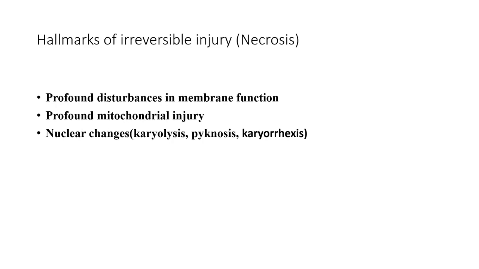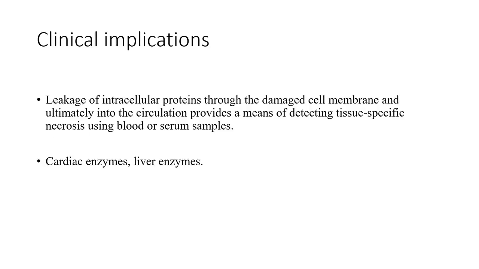Karyolysis means that the chromatin material disappears. It fades. It no longer appears under the microscope, there is no chromatin material. Pyknosis is when the size of the nucleus shrinks a lot and becomes very dark. This is called pyknosis. Karyorrhexis is when the nucleus undergoes fragmentation, broken into small pieces. These changes, the karyolysis, the pyknosis, and the karyorrhexis, are the hallmark of irreversible injury. They do not occur in reversible injury.